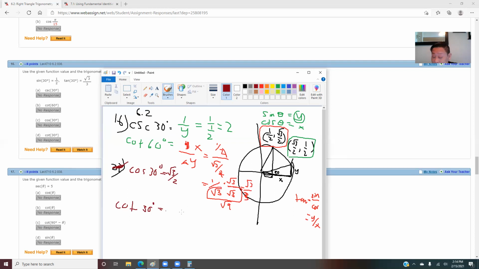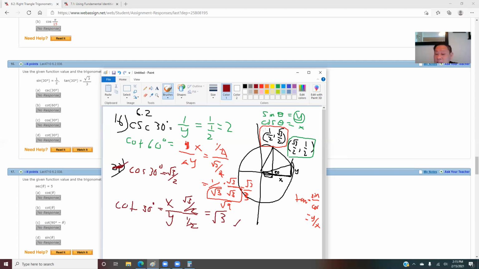So again, you have to do the work. I know what the answer is, but you have to do the work. X over y, which equals square root of 3 over 2 over 1 half. And the 2 cancels out. So you get left with a square root of 3. Yep. That's your answer.